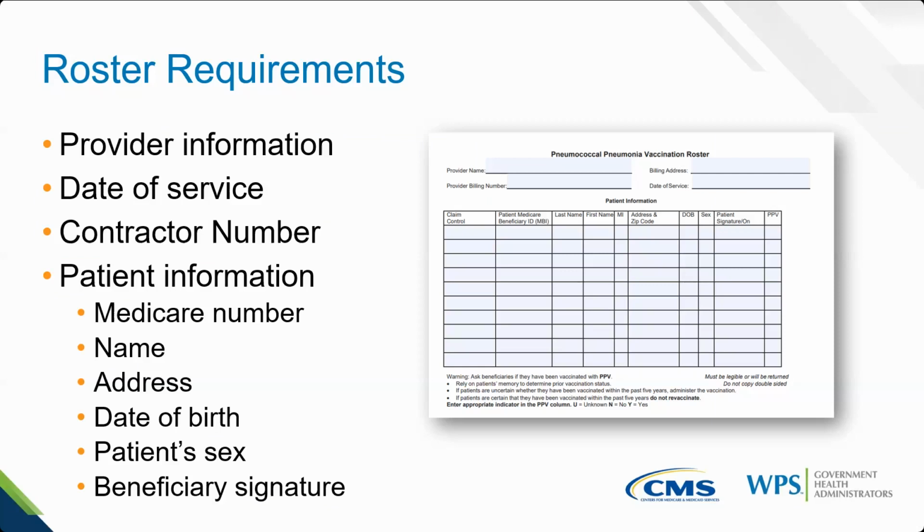It needs to have the patient information: their Medicare number, their name, their address, their date of birth, patient sex, and the beneficiary's signature. This is going to be similar to the beneficiary information on the claim form, and that's the reason for it. We're using this to adjudicate those claims versus having you fill out, say, 150 claim forms in order to submit for those services. Simplified billing. This gets attached to that claim form and we process from there.